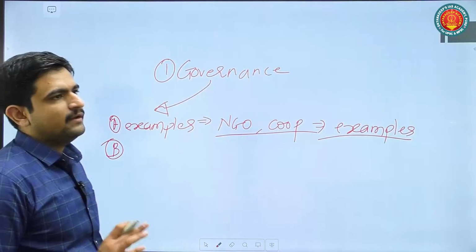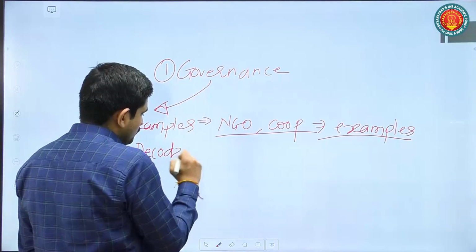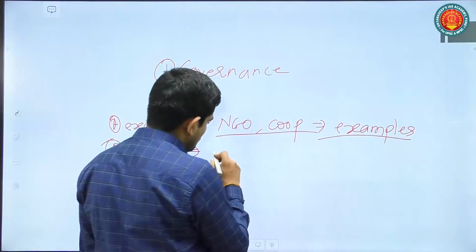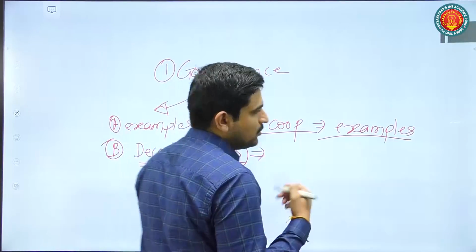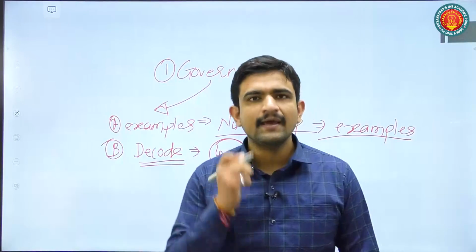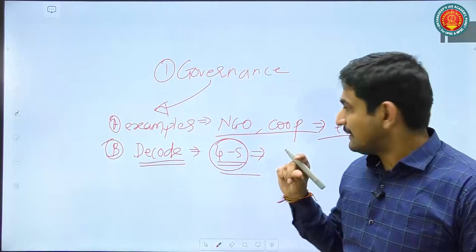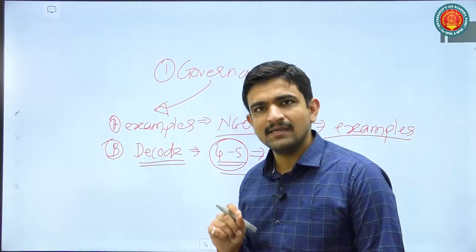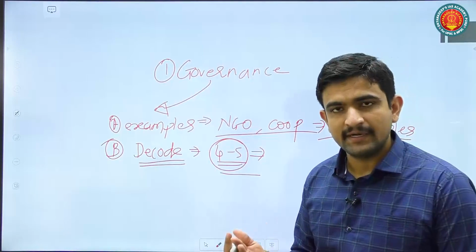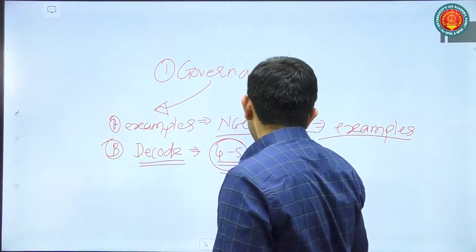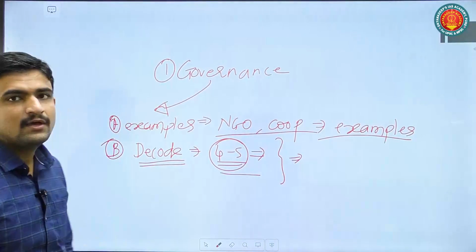The second thing, specifically with respect to the governance paper, is that you need to decode the question properly. Many times they ask very lengthy questions, 4 to 5 lines, and then you get confused about what to write in it. The focus of the question you should not miss. So see the previous year question papers and some model answers available on the internet, and according to that decode how a particular question can be properly decoded.